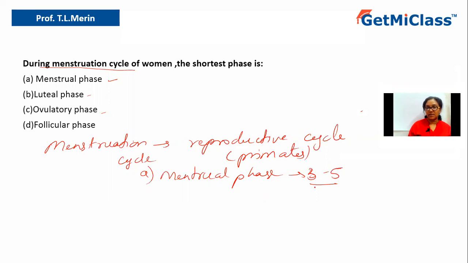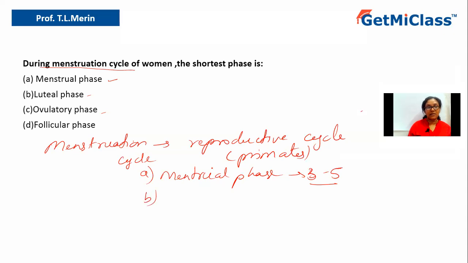During this time, the endometrial layer will be sloughed off. A lot of blood vessels will burst, and a lot of blood will be leaked out through the vaginal opening. So that is about the menstrual phase. This happens in the absence of fertilization in the previous cycle.